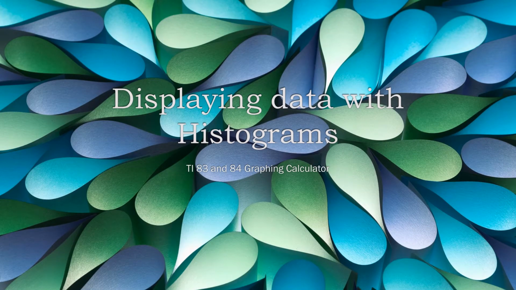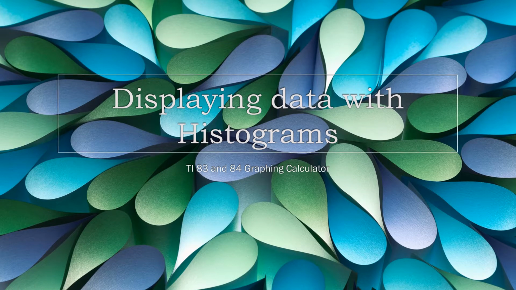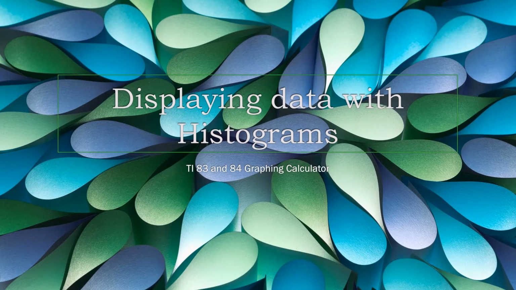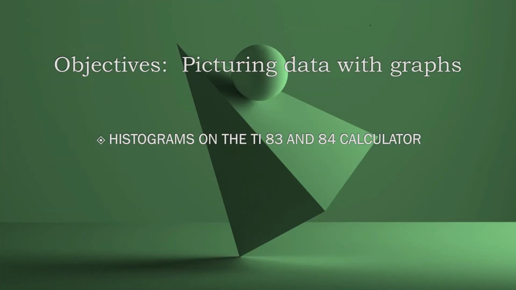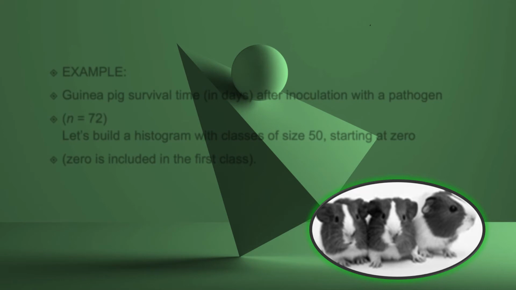In this video, let's see how to display data using histograms. Histograms can be drawn using a TI-83 or 84 graphing calculator. The main objective of this video is to picture data with graphs in histograms using TI-83 and 84 calculators. In order to understand that, let us take an example which we described in our previous video.